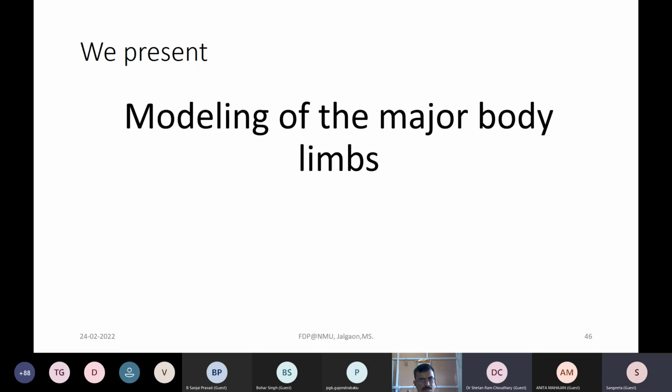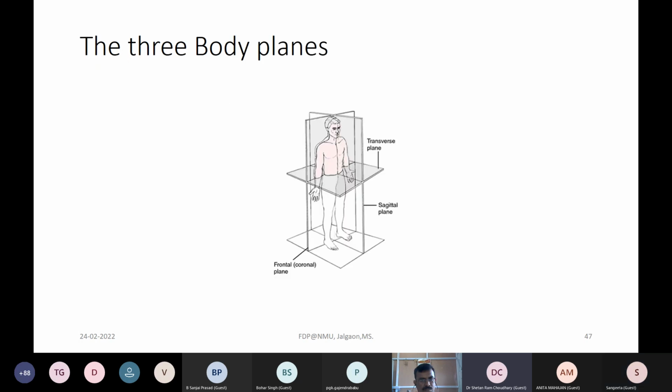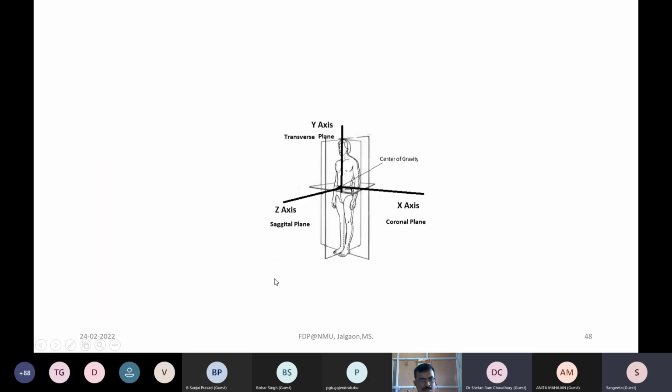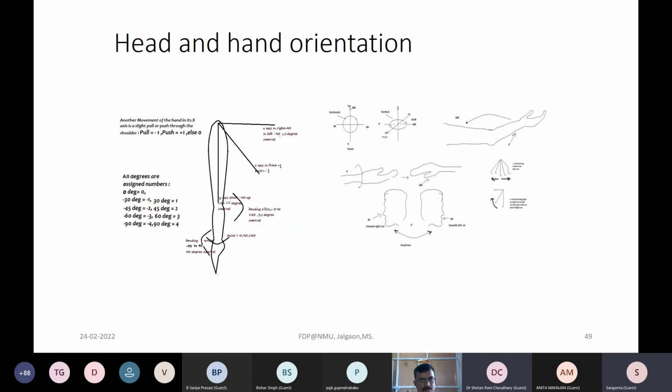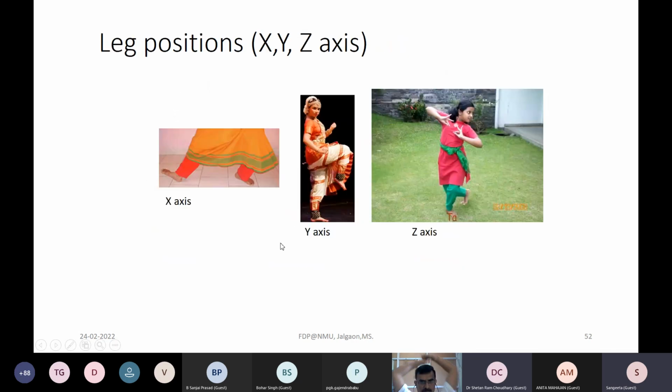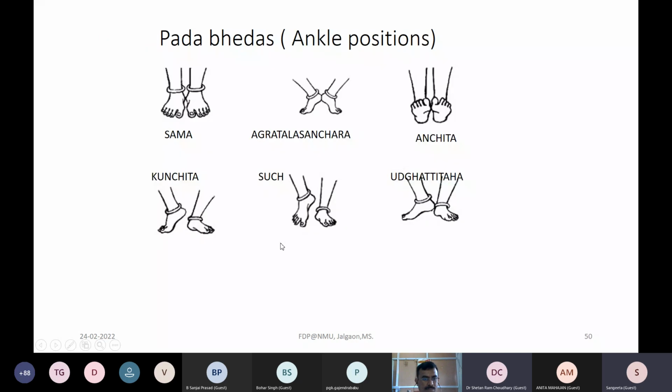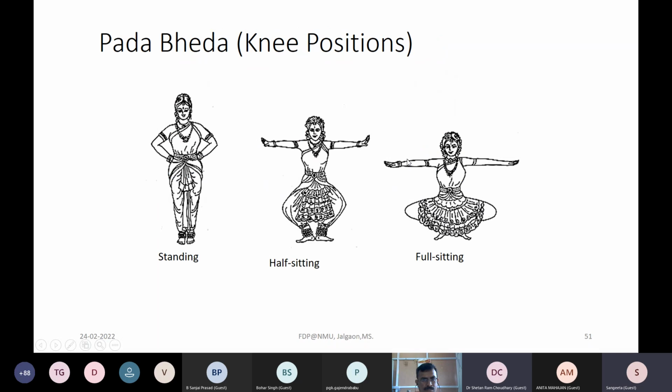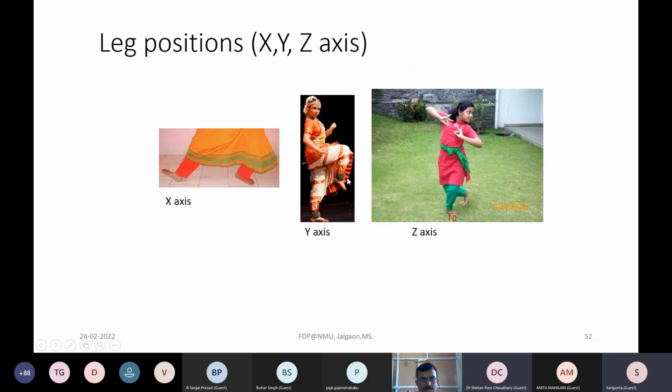Quickly, we'll go through the modeling of the major body limbs. The 3 body planes that were already used, and this is already a paper, are the transverse, sagittal and coronal planes, which are the X, Y and Z axis planes, along with the head and the hand orientation. As I told you earlier, these are the positions of the ankle. These were the knee positions because either you could be standing, half sitting or full sitting in Bharatanatyam.